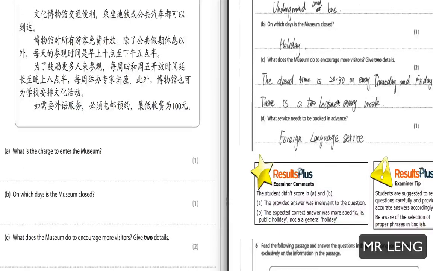And D, what service needs to be booked in advance? Book in advance, the keywords is 预约. And then this number for the charge is not what service. So you need to look ahead. If need, 外语服务 foreign language service.